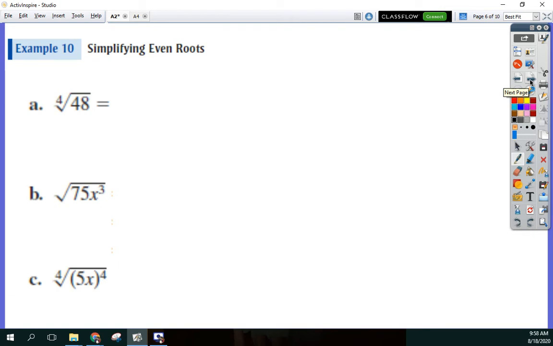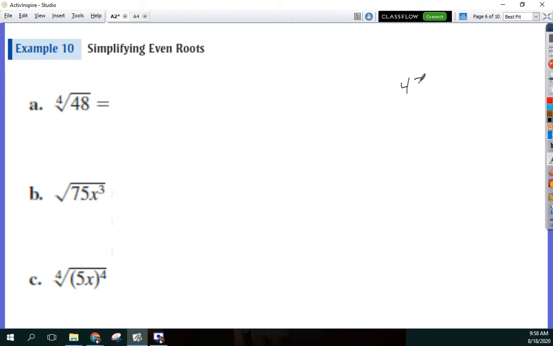So simplifying even roots. So notice that we have the fourth root of 48. Now, I don't know if we just off the bat know our fourth roots. If we don't, then remember that we can always make a factor tree. Some people also call it a factor chart. I've also seen factor cakes. Whatever method works best for you is fine. I tend to use the factor tree, and that's just what's easiest for me.